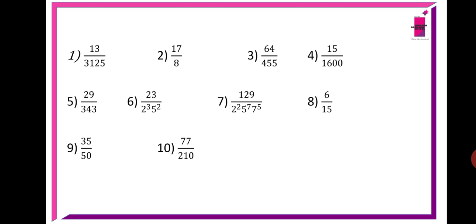Now we can see 13 by 3125. The prime factorization of 3125 is 5 power n, so it will be a terminating decimal. Similarly 17 by 8, the prime factorization of 8 is 2 cube, so it is also a terminating decimal. Like that you are going to check in that procedure after simplifying the numerator and denominator. It must be in the form of p by q where p and q are co-primes. You can do these problems.